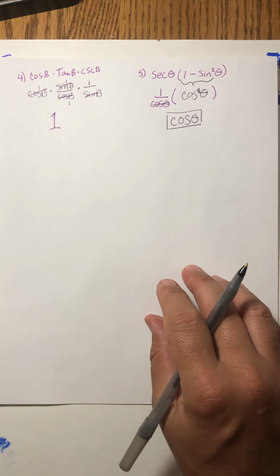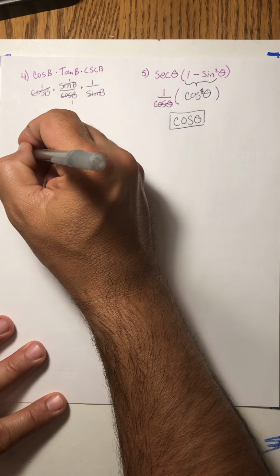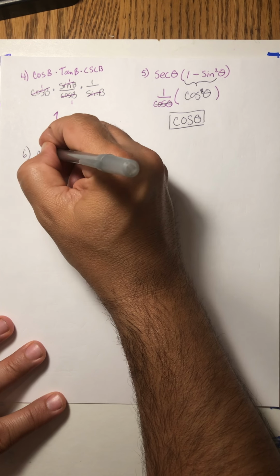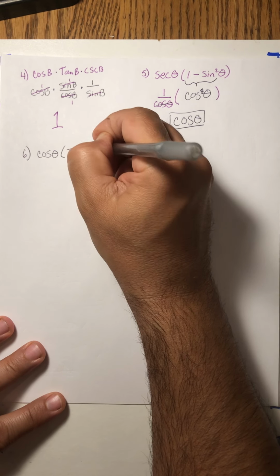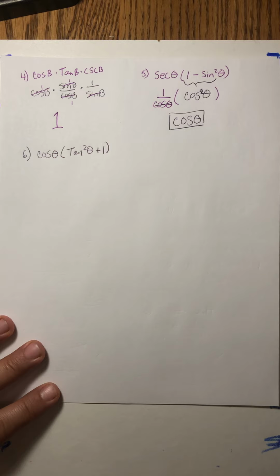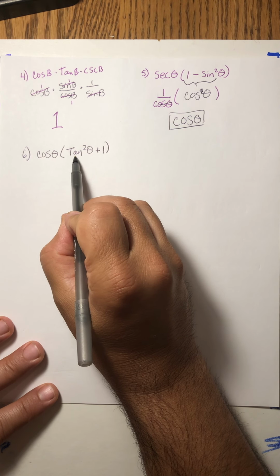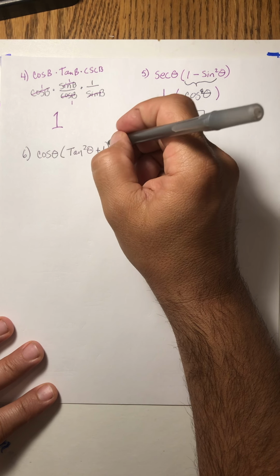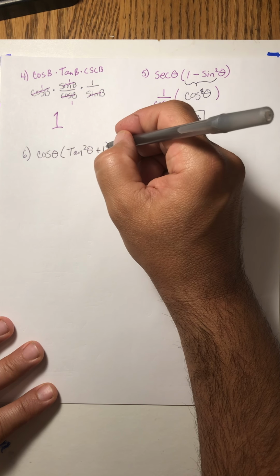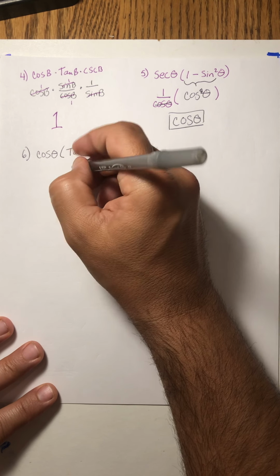Okay, 2 more, and then I'm going to show you something. Cosine theta times tan squared theta plus 1. Okay. Now, rule 1, change everything to sines and cosines. Well, this right here has to get changed to sines and cosines. That's done. Can't do anything with 1. I mean, technically, you could. I mean, 1 is sine squared plus cosine squared, but no, we won't. I'm going to leave it. So, follow my rules, change it to sine and cosine.